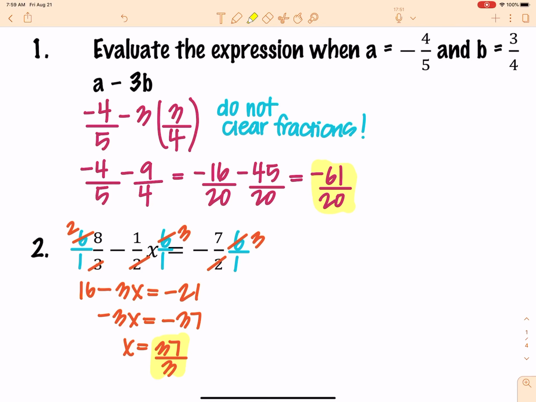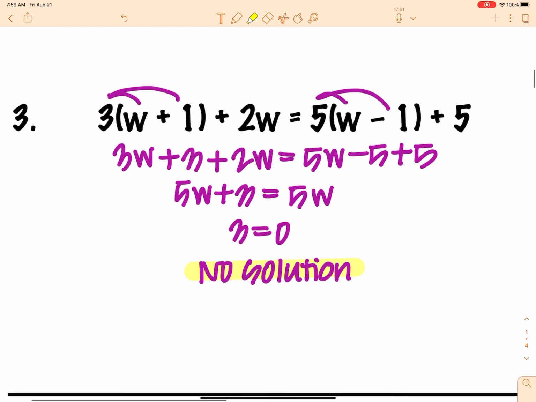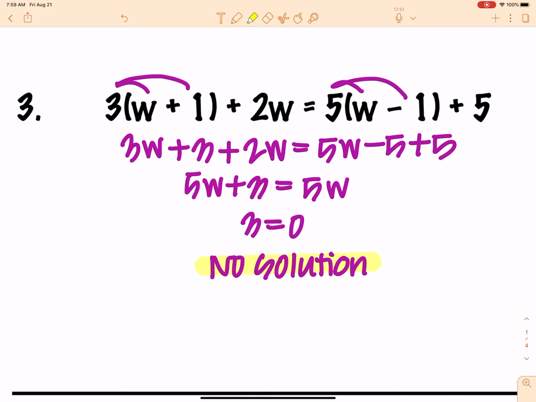And then the last one was introducing the fact that we have multiple solutions to solving equations now. So we have an option of no solution, infinite solutions, and just our standard 1 solution. So this was 3 equals 0, which is a false statement at the end. Remember, that's not your answer. The answer is no solution.